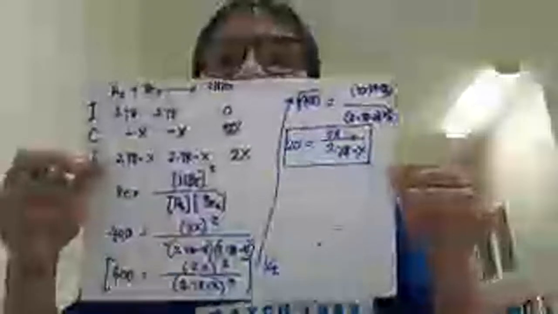But if it is not perfect, you have to get your scientific calculator for that. Okay, so this is a perfect square root, so this is 20 immediately. So 20 is equal to 2x. And then 2.78 minus x. So this is now very simplified. So 2x, 2.78 minus x.